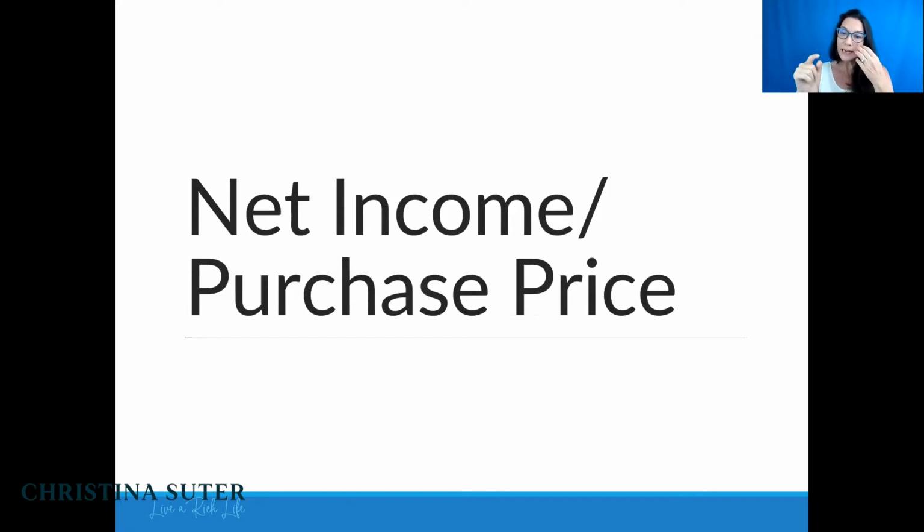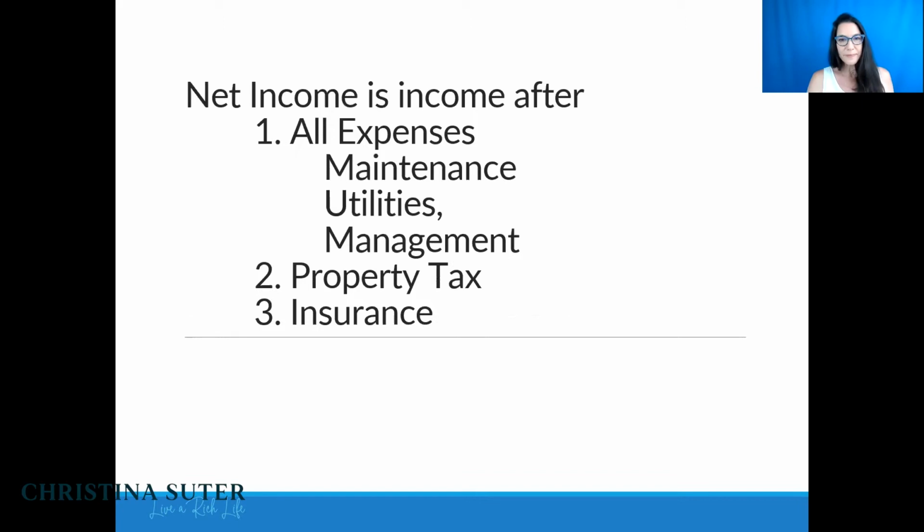But net income is sometimes confusing. So let's talk about that. Net income is your income after all expenses. Okay, cool. Net income is my income after all expenses. What are all expenses? You've got maintenance, like rehab on units that have become vacant. You've got ground keep, all of that type of stuff. You also have utilities that you need to pay for, and you have management fees. Those are all expenses. But don't forget, you also have property tax and insurance. So net income is your income after all expenses, which includes maintenance, utilities, management fees, property tax, and insurance.